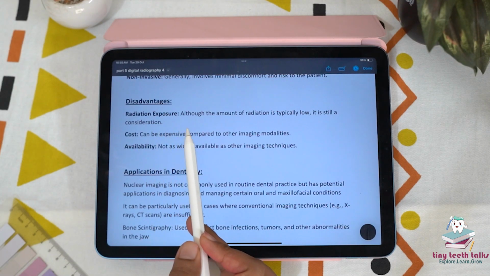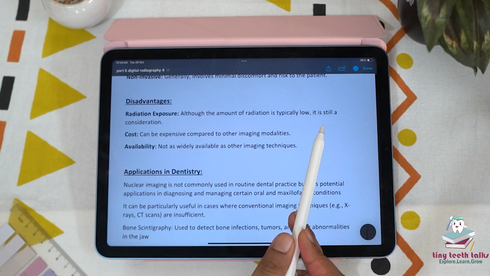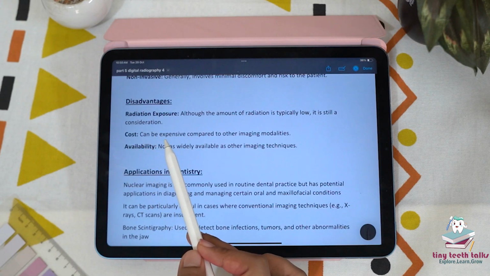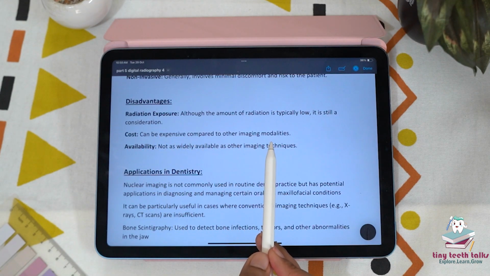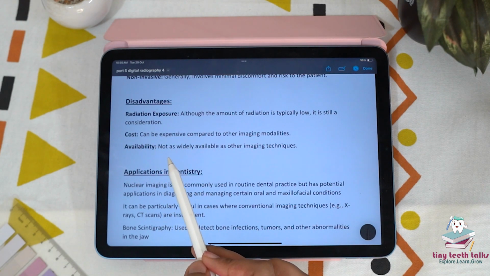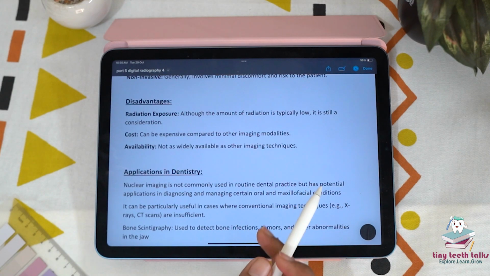Disadvantages: radiation exposure. Although the amount of radiation is typically low, it is still a consideration. Cost: it can be expensive compared to other imaging modalities. Availability: not as widely available as other imaging techniques.